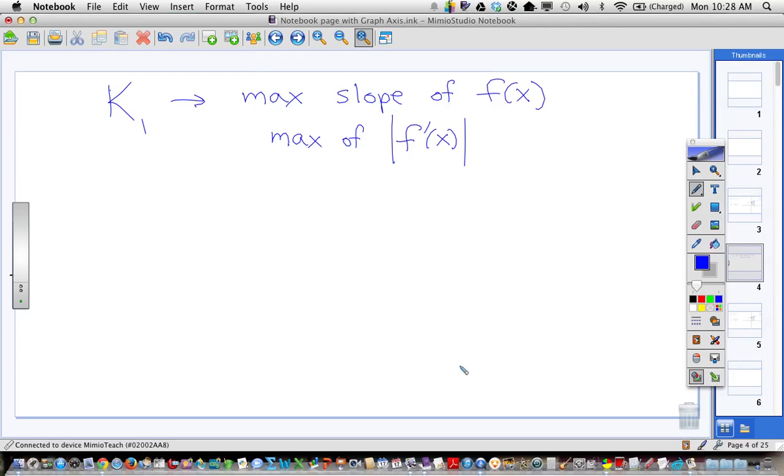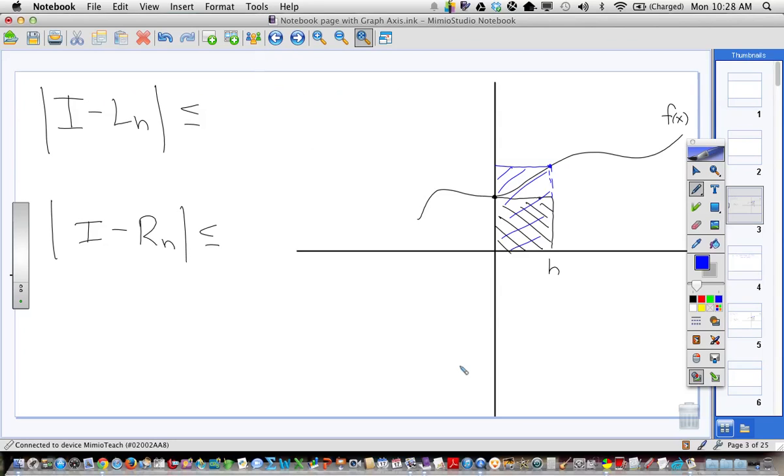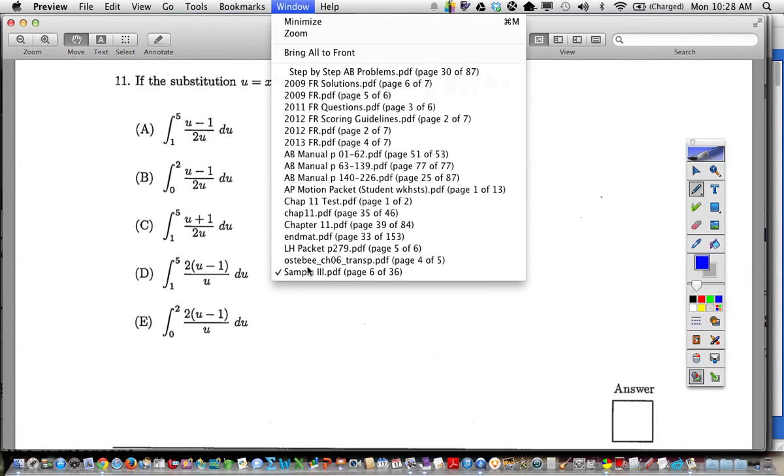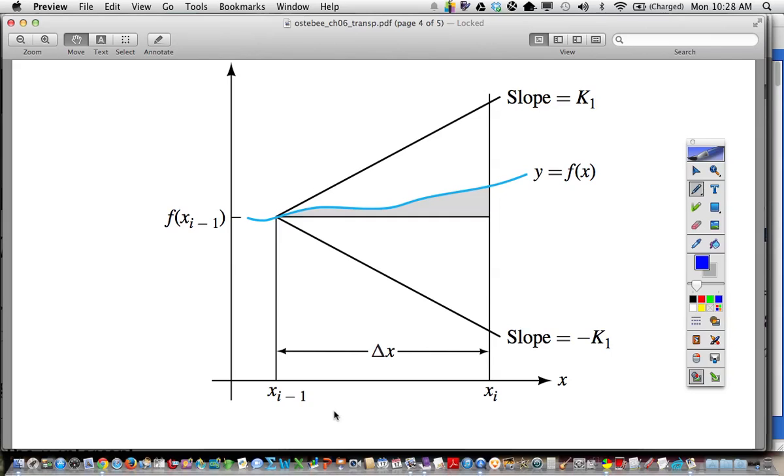So maybe it's 3, right? So maybe the worst slope, the steepest this graph ever is, is 3. Okay? And here's what we're going to do. To make the worst case scenario, we're going to pretend that it's that slope the whole time. Does that make sense? Let's find the max slope, and then let's pretend it has that slope the whole time. So, what that would give us would be a picture something like this.